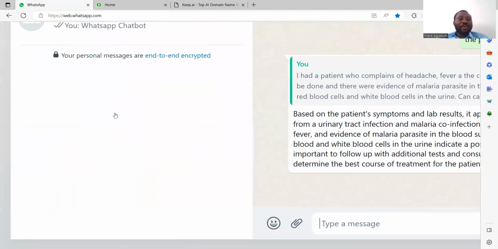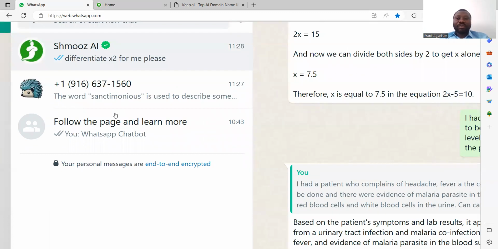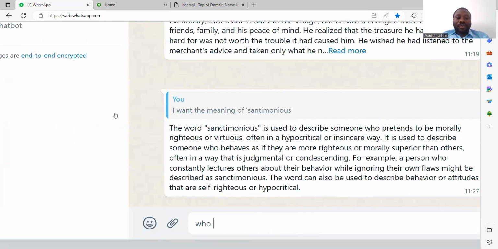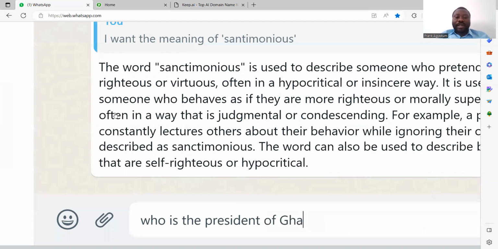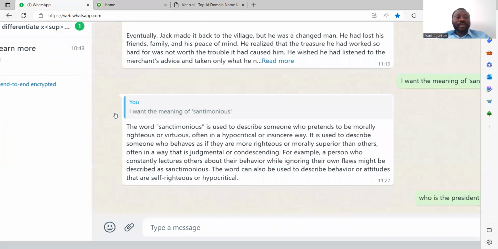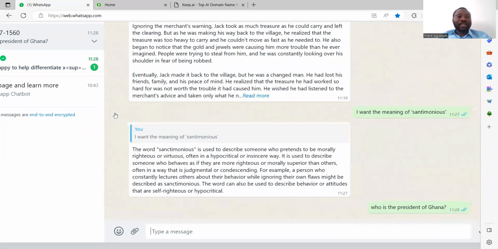Okay, whilst we wait for Shmooz-ai to differentiate, let's go to this artificial intelligence for it to also solve something for us. Who is the president of Ghana? Okay, who is the president of Ghana? We will come back to this answer.